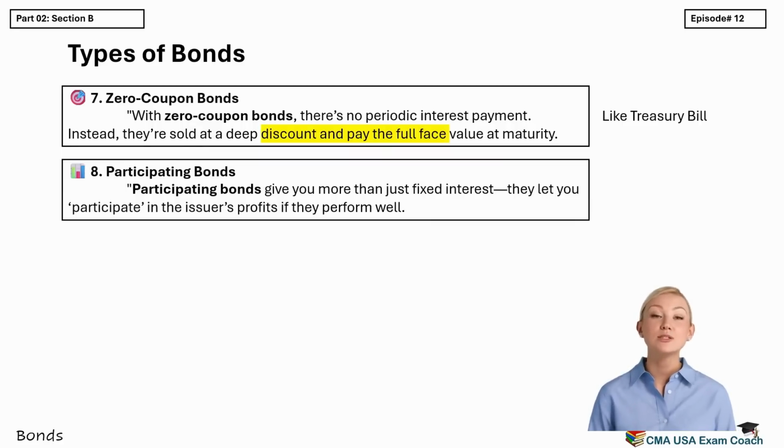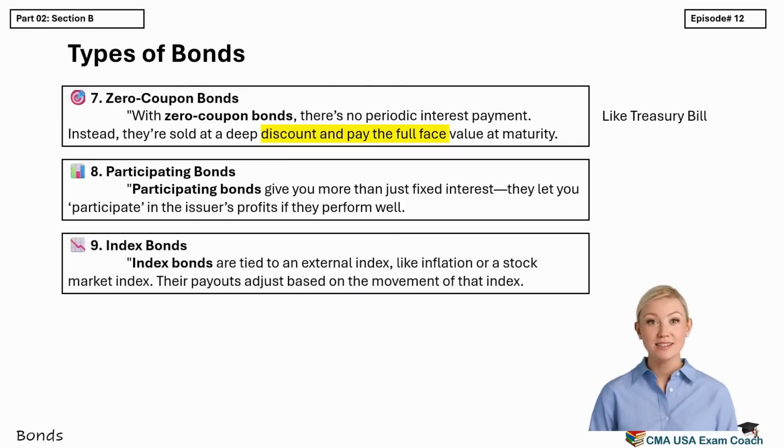Index bonds are linked to a specific economic index, like inflation or the consumer price index. Their payments adjust according to movements in that index. So, if inflation rises, your bond's returns rise with it. These are especially useful when you want to protect your investment's real value over time.